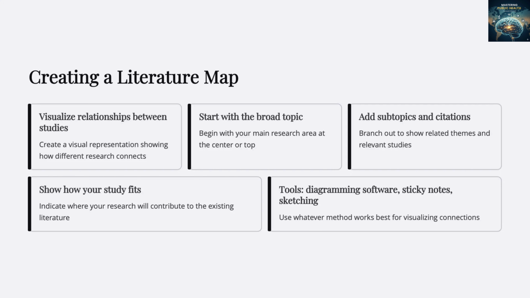Creating a literature map. A literature map is a visual tool to organize ideas and show how different studies connect. Tips for building one: start with your broad topic at the top. Add branches for subtopics, themes, or theoretical areas. Include citations and show how your study fits in. Limit the number of branches to avoid clutter. You can use software tools or sketch it out on paper.